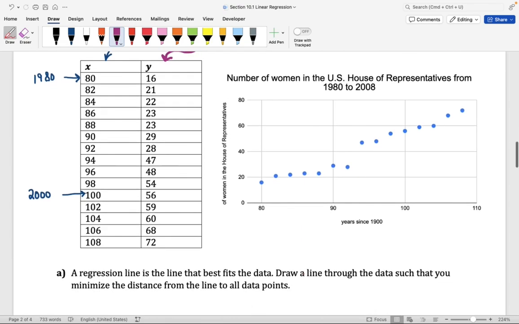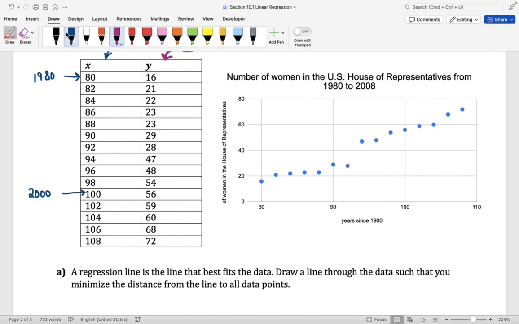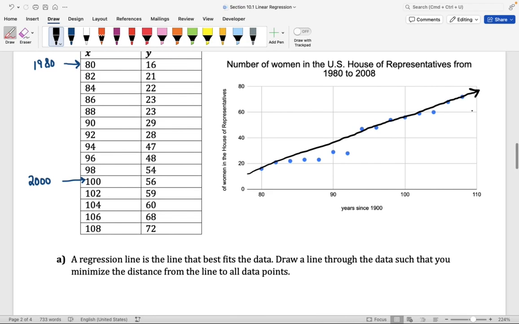A regression line is the line that best fits the data. Now, try this on your own. Try to draw a line through the data set such that you minimize the distance from all the points on the scatter plot. I'm going to try this from my end. We're not going to get the same line. Again, we're trying to get as close as we can to all the data points on the scatter plot. Perhaps it would be better if we try this with a ruler. I'm just going to keep the line that I have on the screen. This is just for us to visualize what technology is doing.